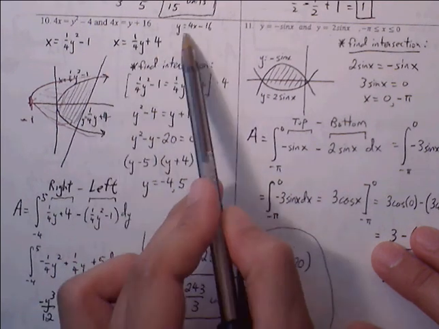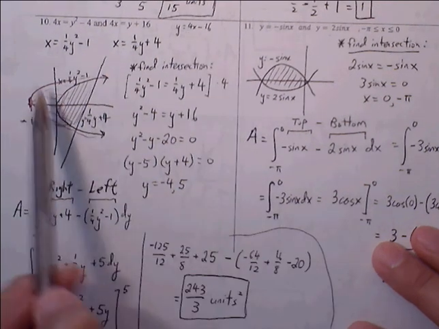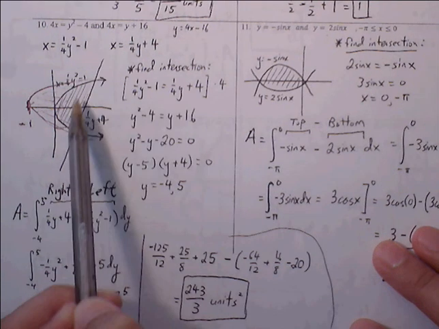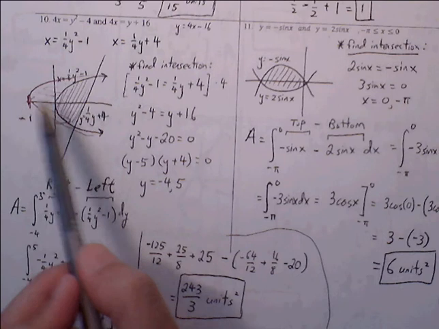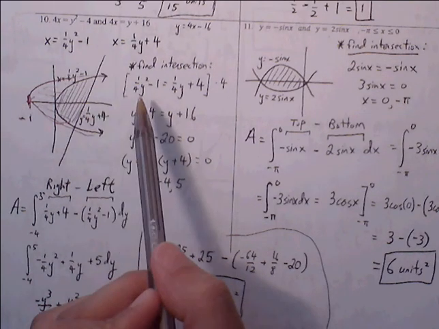Or another way, think of it as 4x minus 16. So we see the linear graph is going to always be to the right of the curve. And because of that, we can do right minus left. But before we do that, we can set up and find the intersection.